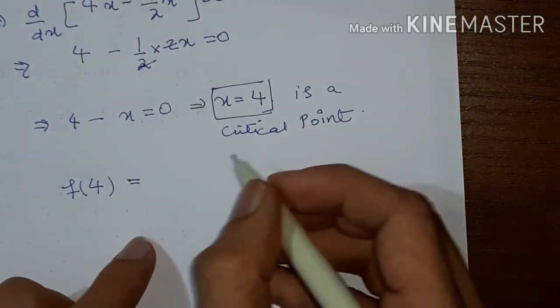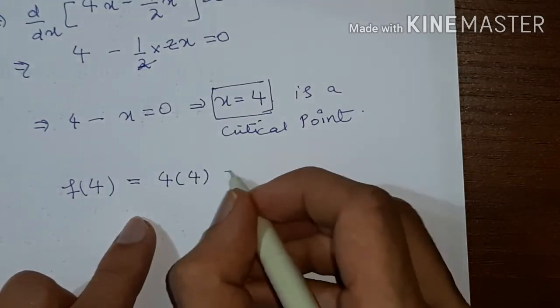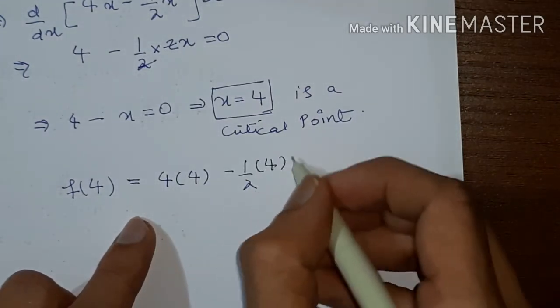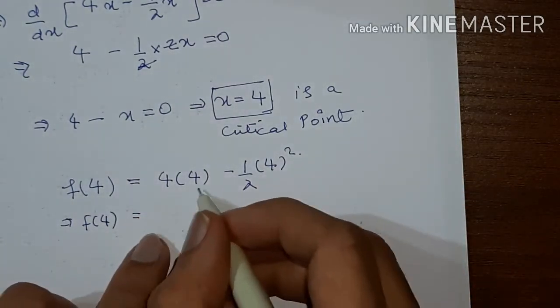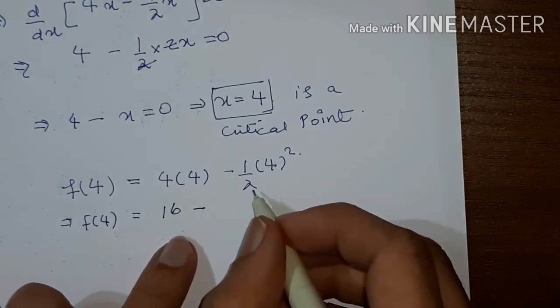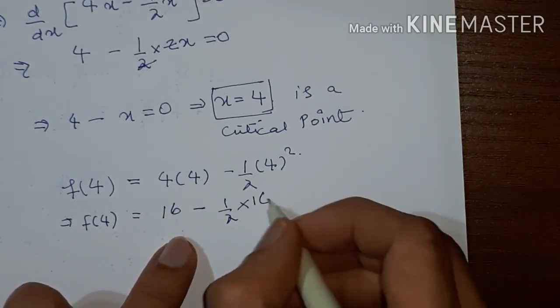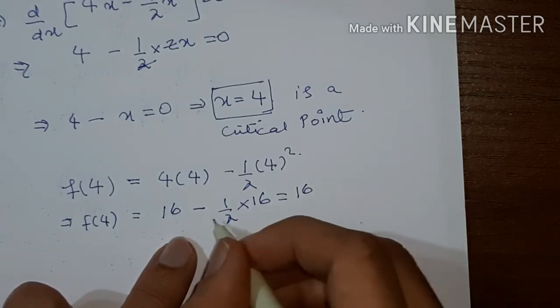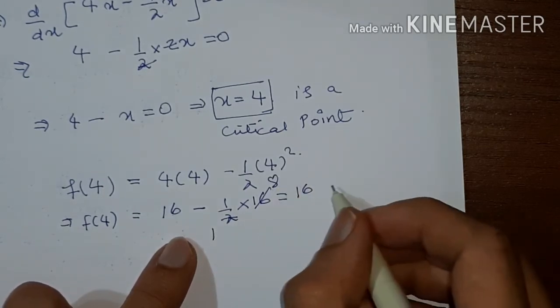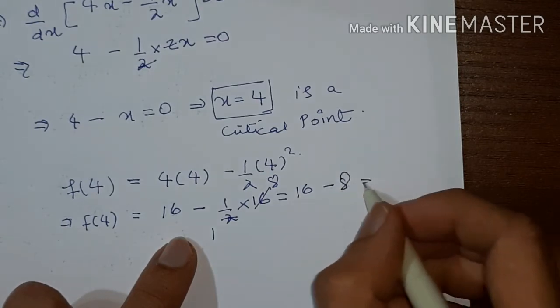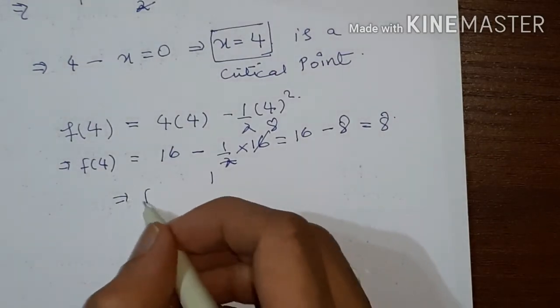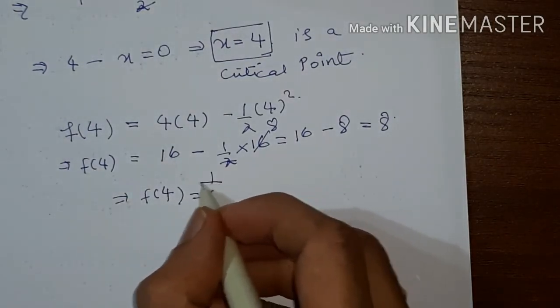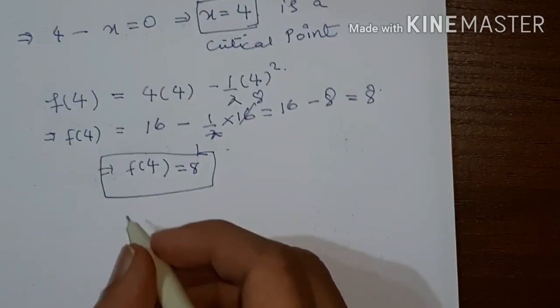Now which is equal to what? 4 multiplied by 4 minus half multiplied by 4 square, okay? And f of 4 will be then 4 multiplied by 4 is 16, minus half multiplied by 16, so that is 16 minus 8, which is 8, okay? So f of 4 is 8, so one value we got, right?